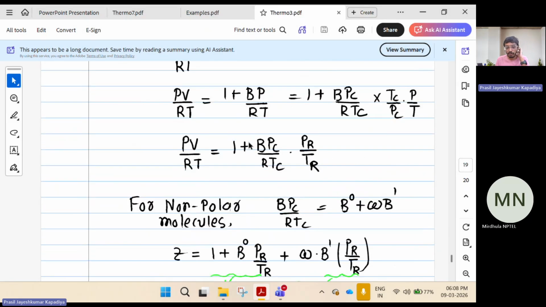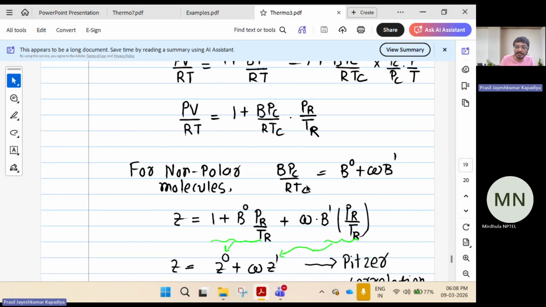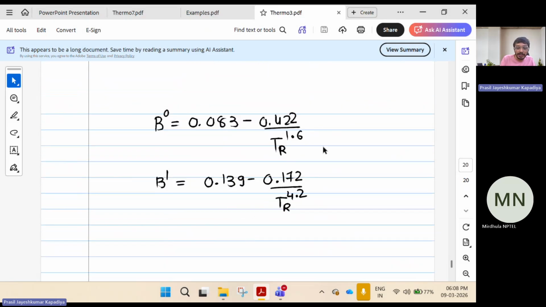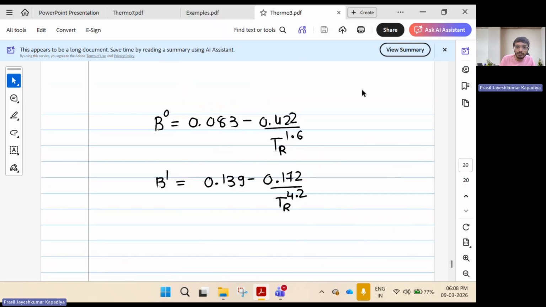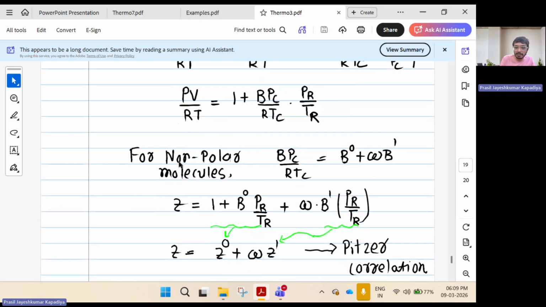So how do we find this constant B in case of a mixture? If we remember, this BPC by RTC was defined in terms of B naught plus omega into B prime. B naught is a separate relation: 0.083 minus 0.422 over TR raised to 1.6. Similarly, B prime also has a similar relation. So for this virial equation of state, the first thing is to find the mixture B naught and the mixture B prime. And if we know the mixture B naught, B prime and omega, we can simply use the additive term summation of yi omega I. Then for TC also, we can choose any one of those above terms. Similarly for PC, we can do that.